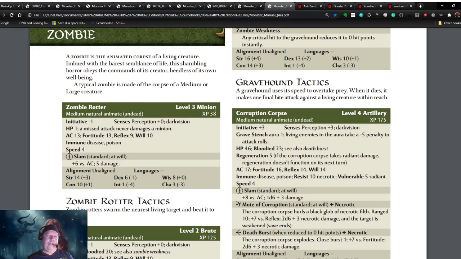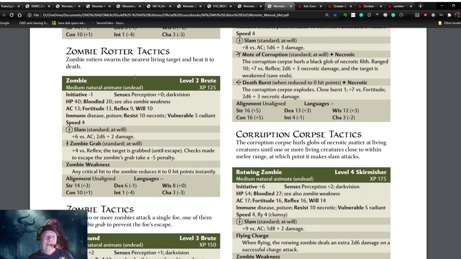Zombie Rotter is a level 3 minion. Those of you who've watched this before or are familiar with 4th edition know that regardless of level, minions always have 1 hit point, and their only reason for being in a combat in 4E is to soften up the characters. You throw a whole mess of them at the party, maybe they get 1 hit in before they get hit, and if your party doesn't have AoE and can't take them all out at one time, then several of them will be around long enough to beat on the characters a few times before they get knocked down. Zombie rotters swarm the nearest living target and beat it to death.